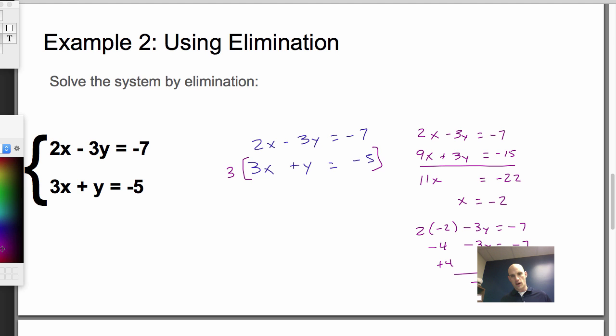And so negative 3y equals negative 3. So y is equal to 1. Well, so I've got this solution now. X is equal to negative 2, y is equal to 1. And so a possible solution could be negative 2, comma 1.